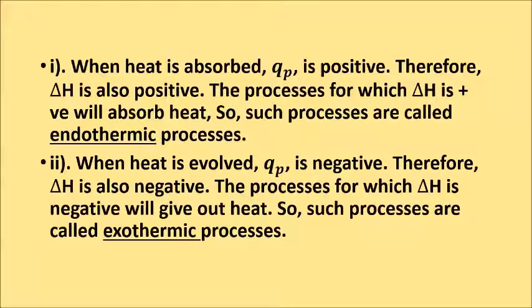And when the heat is evolved, that is Q will be negative. So, delta H also will be negative. The process where the delta H is negative, it will give out heat. It will give out means it will liberate some heat. So such processes are said to be exothermic processes. So these are the two conditions where the heat is absorbed and where the heat is evolved. We can define the endothermic process and exothermic process.